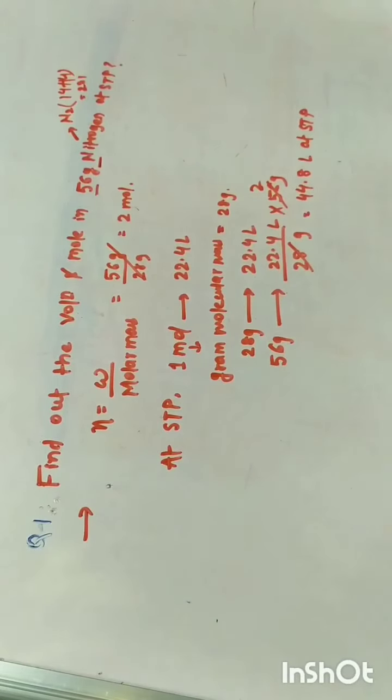1 by 28 Na into 2, right? One molecule of nitrogen contains 2 nitrogen atoms, so 1 by 28 into Na molecules will contain 1 by 28 into Na into 2 atoms of nitrogen. So it will come 1 by Na by 14 atoms of nitrogen, right?